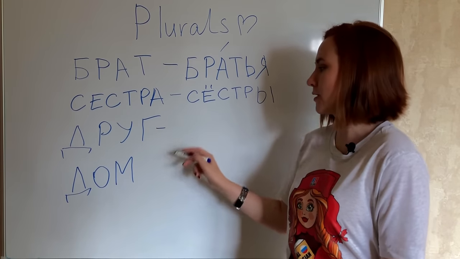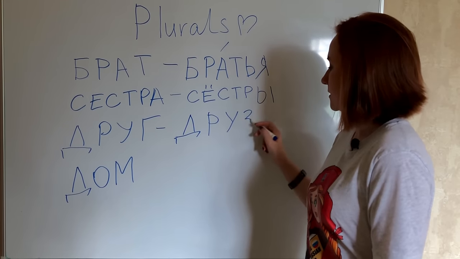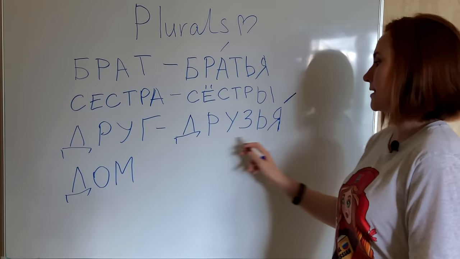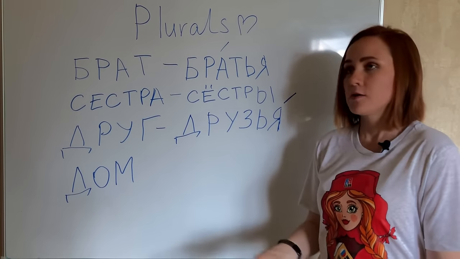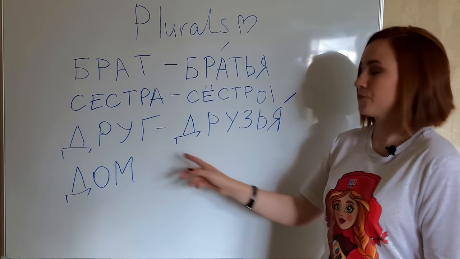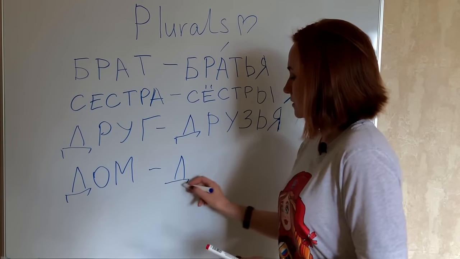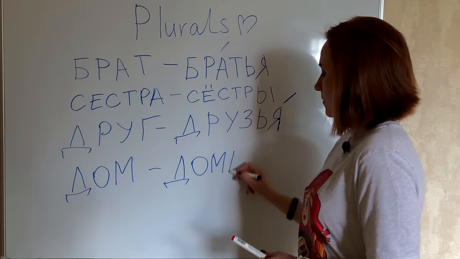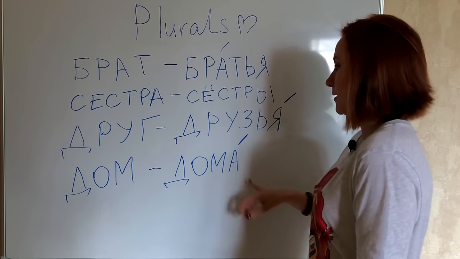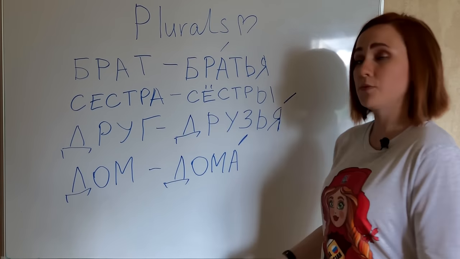Друг. This one, even more difficult. A friend, друг, and friends, друзья. Друзья. For example, the famous show Friends in Russian is друзья. And дом, a house, turns to дома. Houses, homes would be дома. So these four exceptions, I want you to practice with them and to remember them.